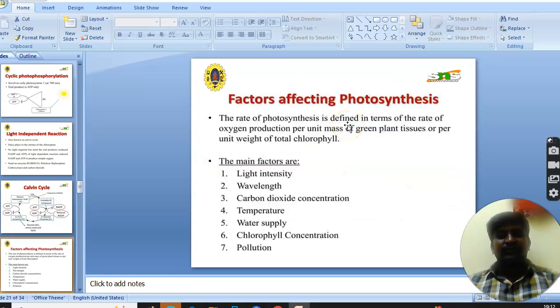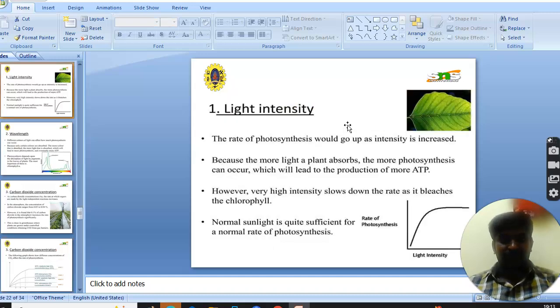The rate of photosynthesis is defined in terms of the rate of oxygen produced by unit mass of the green plant tissues or unit weight of the total chlorophyll. The main factors are light intensity, wavelength, carbon dioxide concentration, temperature, water supply, chlorophyll concentration, and pollution. First, we will see light intensity.